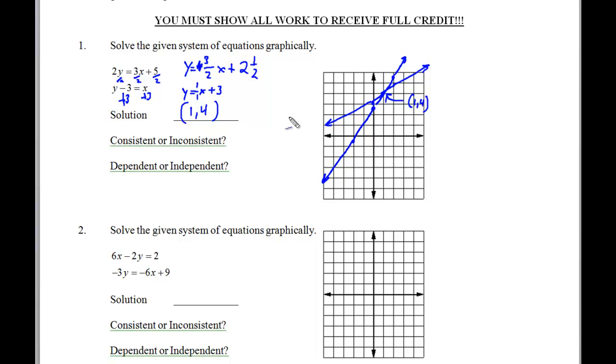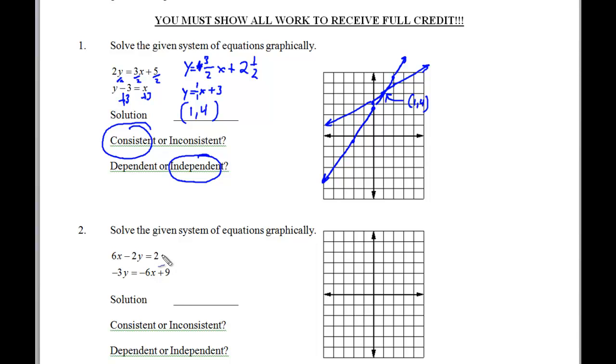Note that you're probably going to have some easy intersections on this part of the test because I don't want to grade something that's really tricky to see from your part and my part. This is a consistent problem because there is an answer, and these lines are independent. They're not overlapping.